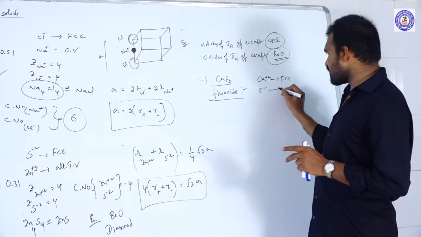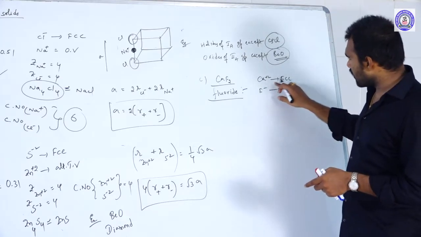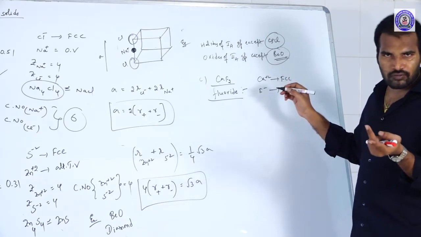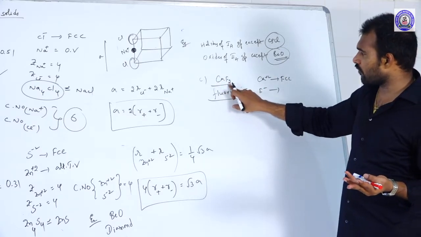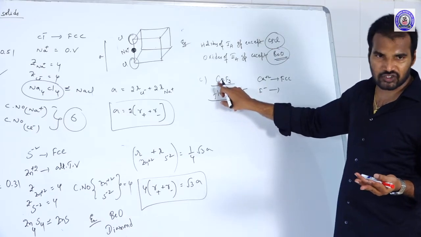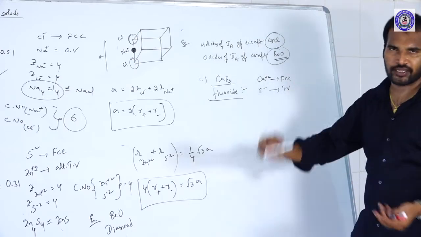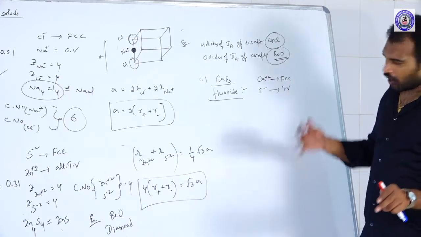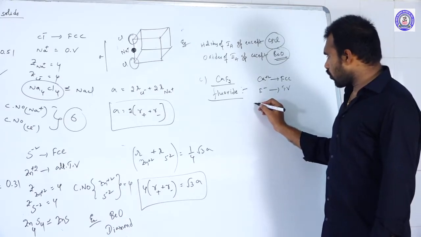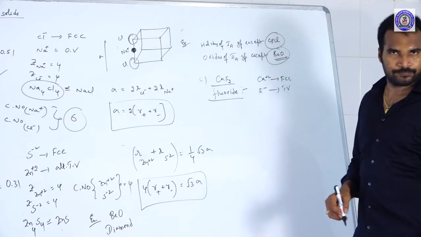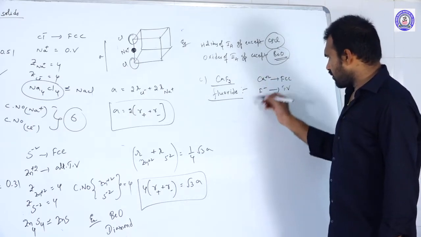And F minus will occupy which positions now? Total FCC means what? 4. Total calcium ions are 4. Then the number of fluoride ions is double the number of calcium ions, so it should be 8. So all tetrahedral voids are occupied by fluoride ions, not alternate. All tetrahedral voids are occupied by the fluoride ions.